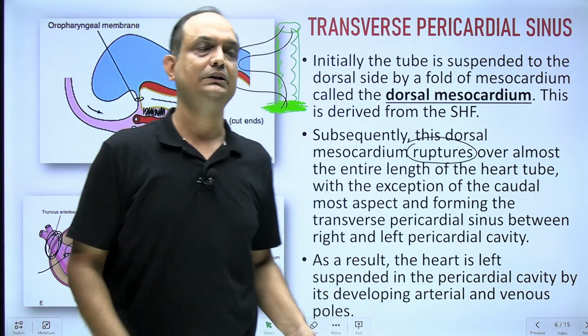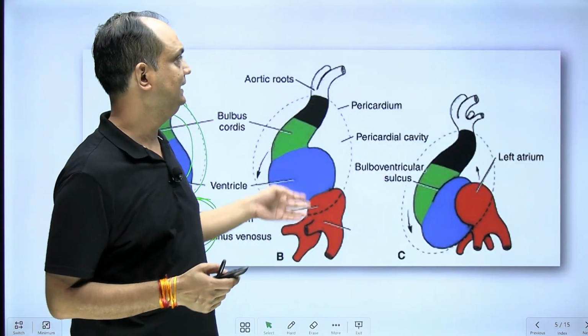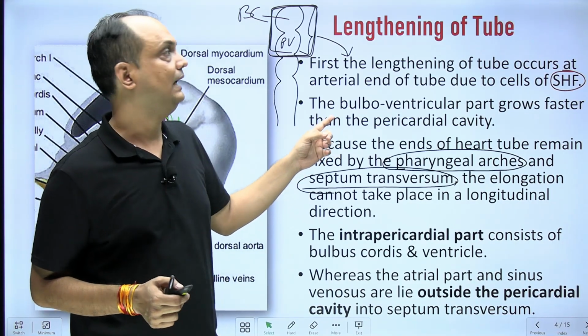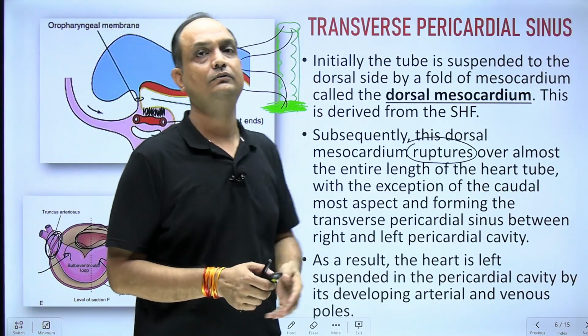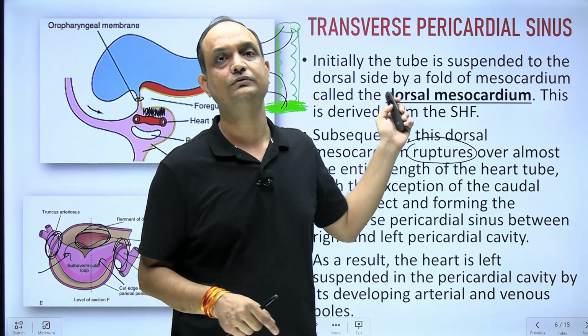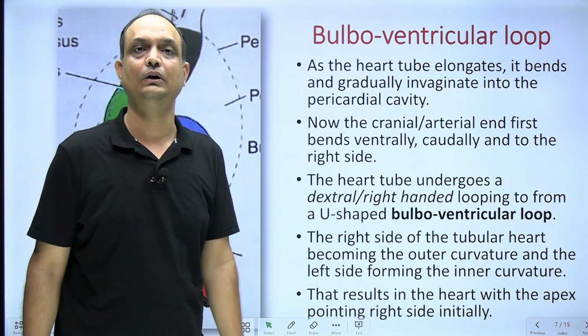So this is the important thing. There are two concepts which I told you. One is lengthening. Lengthening is required, and the lengthening converts into a loop only when the dorsal part of the tube becomes free by the formation of the sinus. Now, what is the bulboventricular loop?